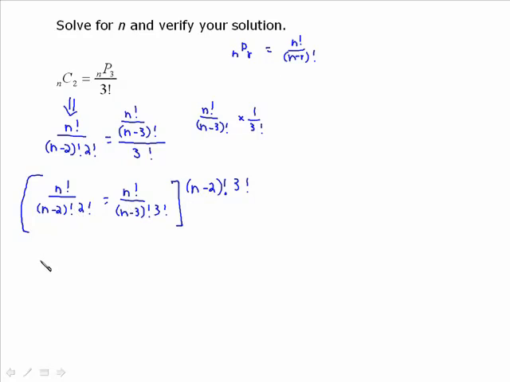So we multiply the left side by that factor, and then there's no problem with n minus 2 factorial. It cancels. So we get n factorial, which remains. The n minus 2 factorial is canceled.